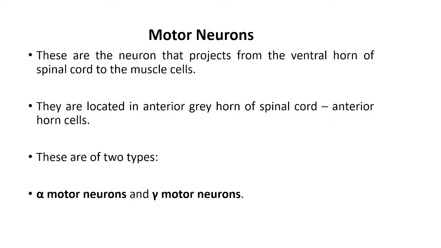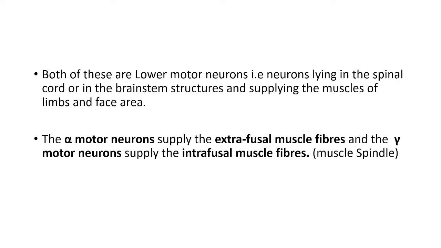Alpha motor neuron is concerned with the muscle contraction. The ability to move the joints is because of the activity of the alpha motor neuron, while the gamma motor neuron is motor to the muscle spindle of the skeletal muscle itself. Got it? So in due course we'll learn about all these alpha and gamma motor neurons.